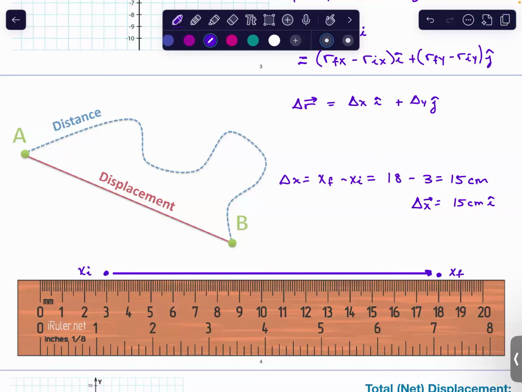What if I went back the other way? And then, of course, you notice that both of them have a magnitude of 15 centimeters. It doesn't matter which way they point. Because remember, your magnitude is going to be just the size of the vector. It does not take into account which way it's pointing. So it's going to be an absolute value.